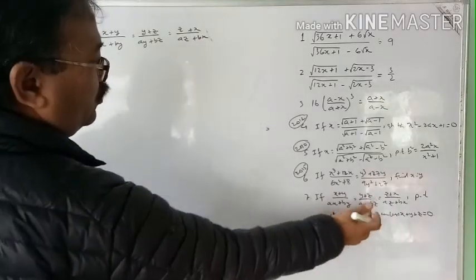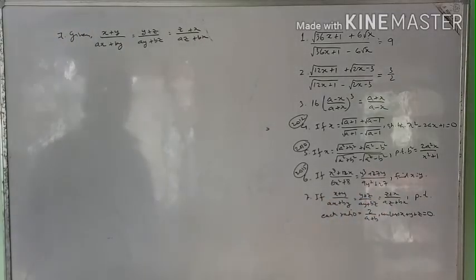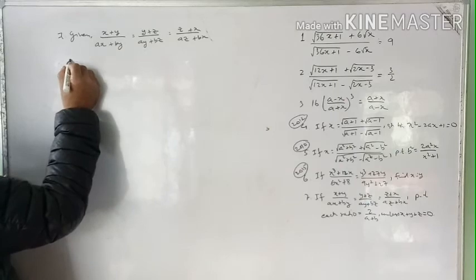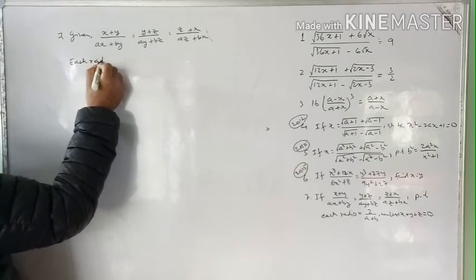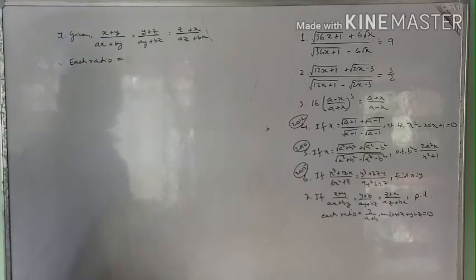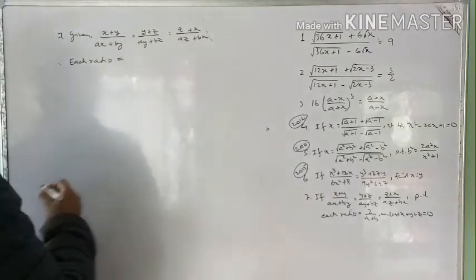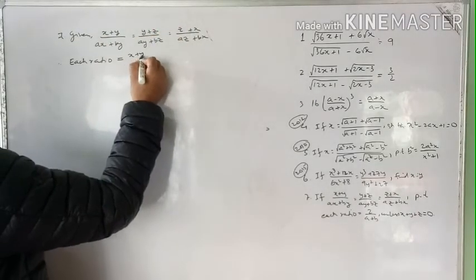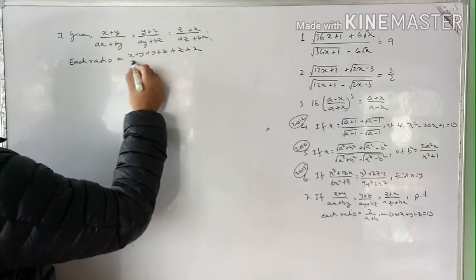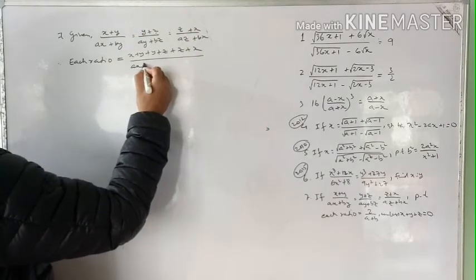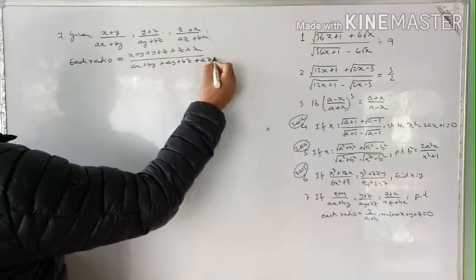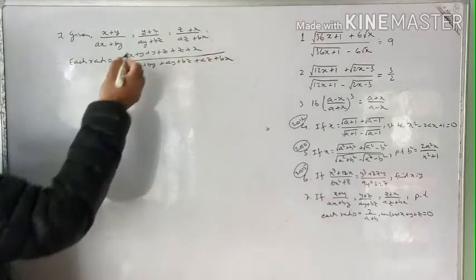Then we have to show each ratio equal to 2 by a plus b unless x plus y plus z equal to 0. So using the property you can write each ratio equal to sum of antecedents upon sum of consequents, meaning this is antecedent, this is consequent. So we add all the numerators, x plus y plus y plus z plus z plus x, and add all the denominators, ax plus by plus ay plus bz plus az plus bx. Okay, but this is by property.